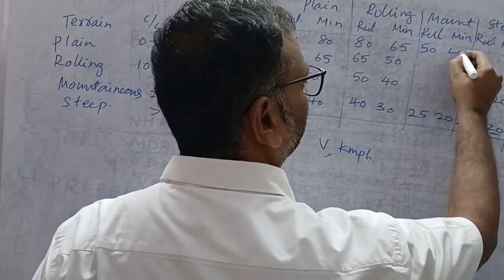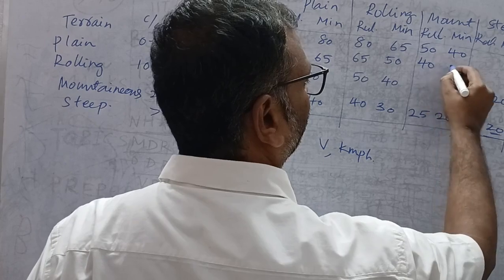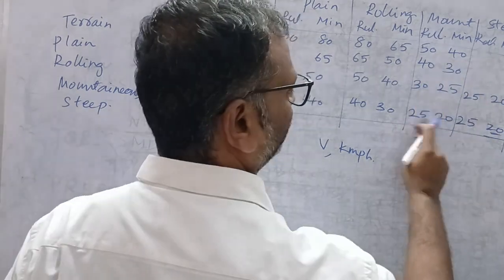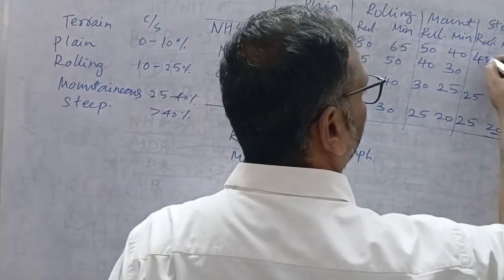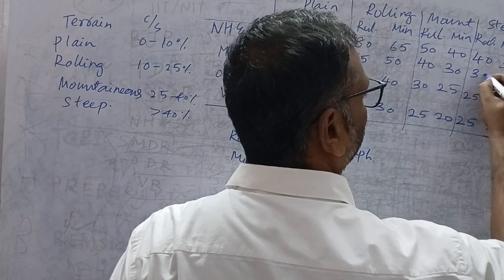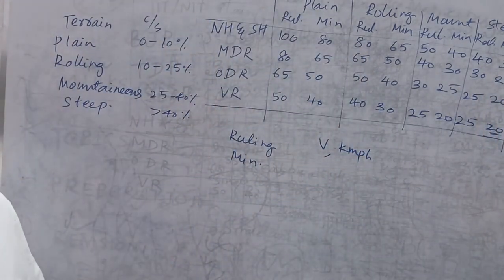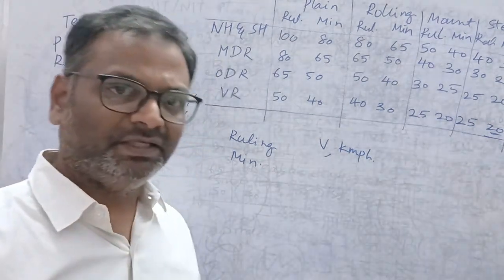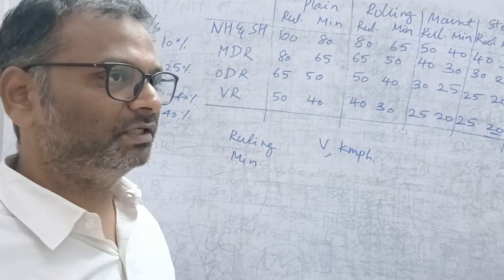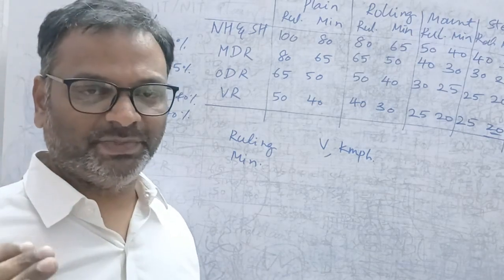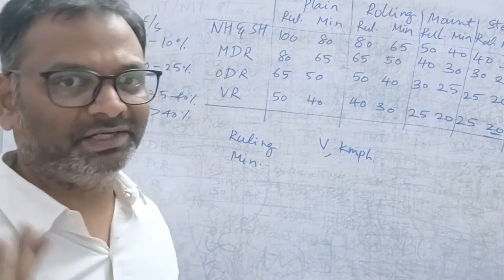Here 50, 40, 30, 25 and 20. Similarly here 40, 30, 25 and 20. So in the question they will give the data like this. You have to provide the minimum design speed for a national highway. They will give it like that.